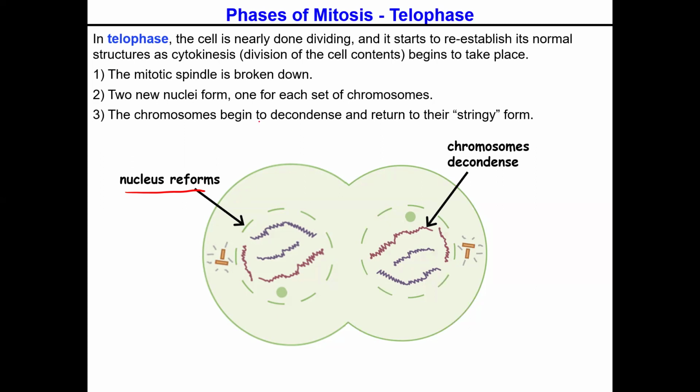And then chromosomes begin to decondense and return to their stringy form. So again, remember, in prophase, they condense down because we don't want everything just floating around. We want it to be nice and condensed so when we pull it apart, we don't lose anything. Now in telophase, because we've already done all that, they're going to go back to the nucleus as it reforms, and they're going to decondense to their original state.